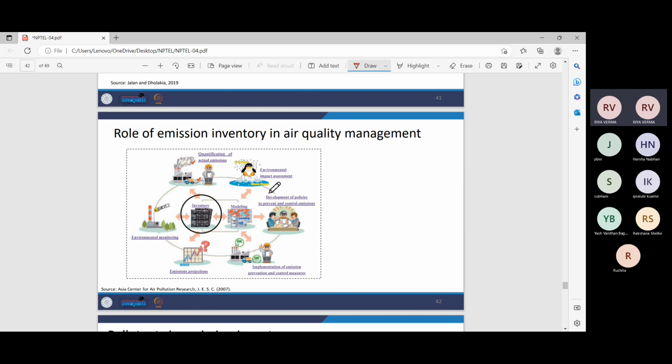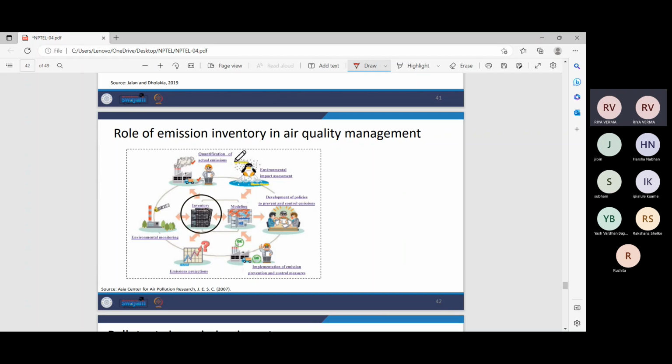So basically, what is the role of emission inventory? Why do we make such emission inventories? Why is it necessary? For air quality management, the emission inventory can be used for the quantification of actual emissions, like how much emission is there. For the quantification of that data, you can use the emission inventories.